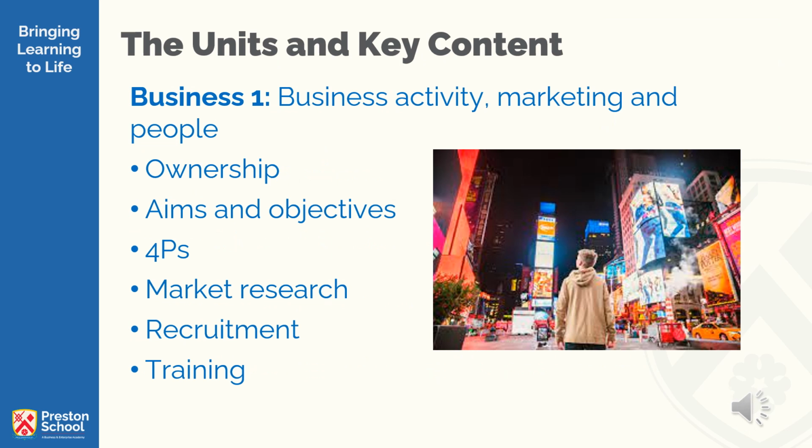In Business 1, you will study 3 units. These are activity, marketing and people. While studying activity, you will learn about the entrepreneurs that start businesses, the different types of ownership ranging from sole traders to large multinational public limited companies. You will also learn about the aims and objectives of organisations.